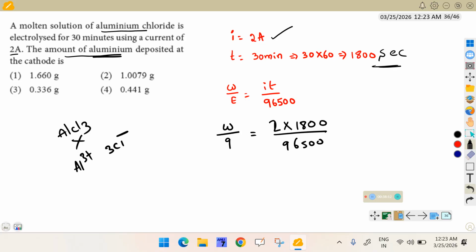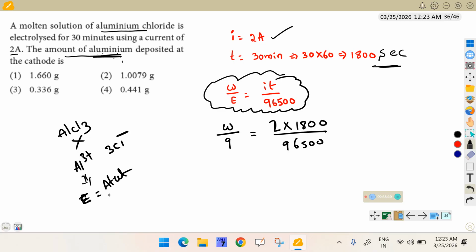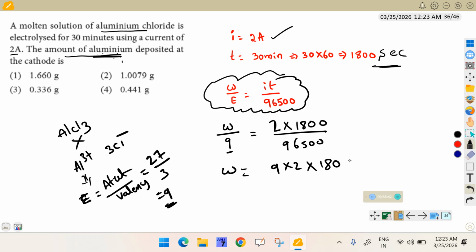What is the formula according to Faraday's first law? Weight by equivalent weight is equals to IT by 96500. Your aim is to calculate aluminum weight. So calculate the equivalent weight of aluminum. Equivalent weight of aluminum is equals to atomic weight by valency. That is equals to 27 by 3, 9. Equivalent weight 9. Then W is equals to 9 into 2 into 1800 divided by 96500. Simplify, you will get 0.336 grams.